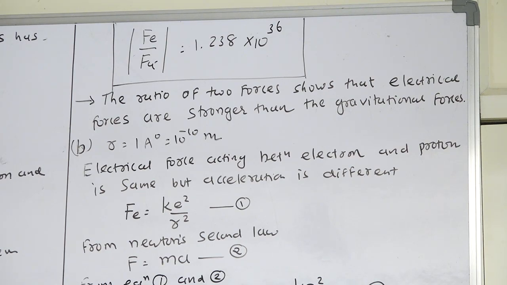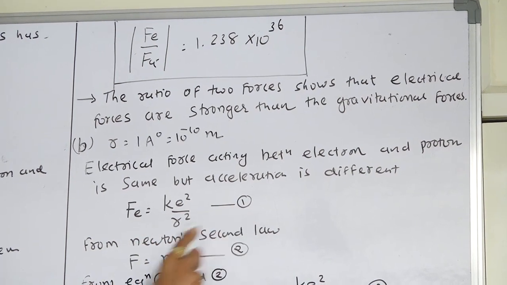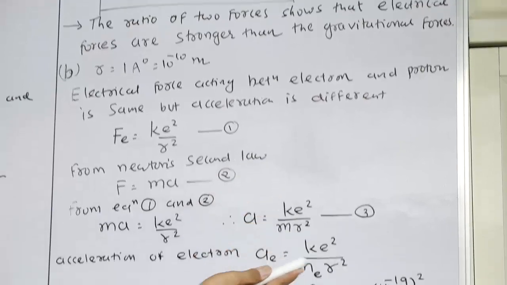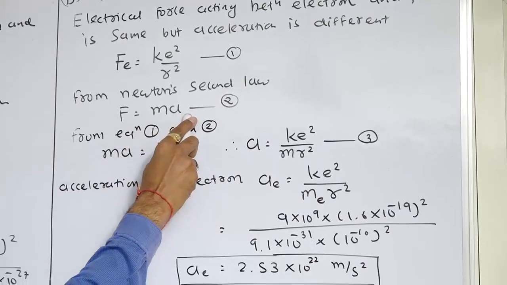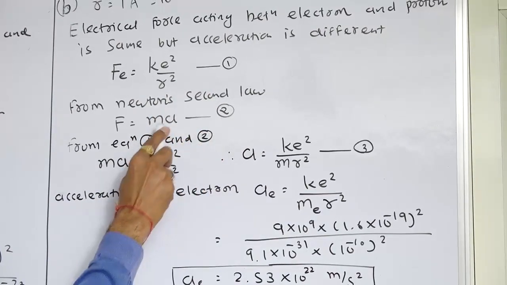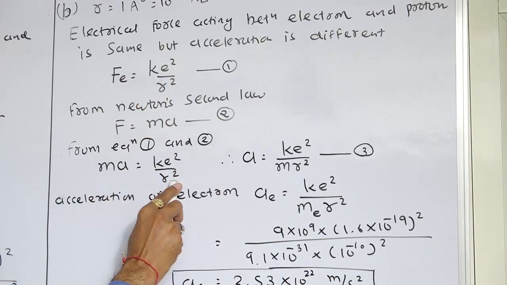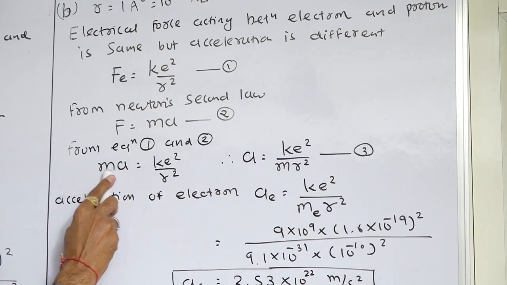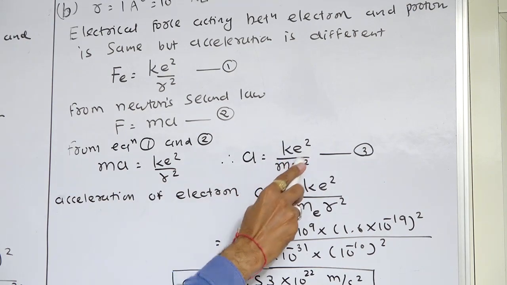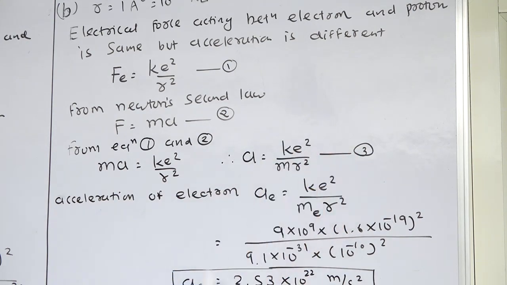The electrical force between the electron and proton is the same, and between the protons is also the same, but acceleration is different because their masses are different. So F is equal to K e square by R square, equation number 1. From Newton's second law, we know very well F is equal to Ma, equation 2. From equations 1 and 2, Ma is equal to K e square by R square. Now make the mass the subject by division. Therefore a is equal to K e square by m r square. It is equation number 3.